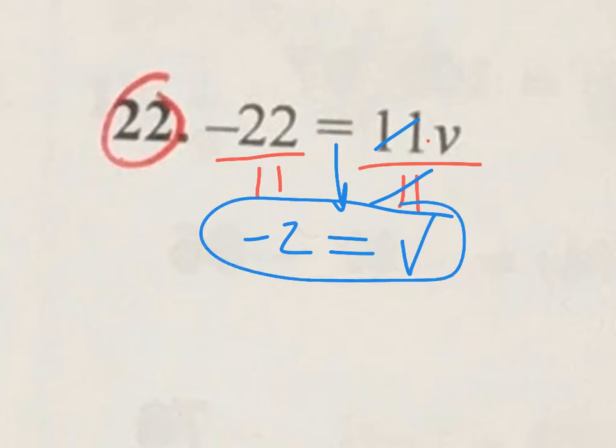So you could leave it like that, but of course it looks better when V's on the left side and your answer's on the right. So either one of those is acceptable for Friday's quiz. Let's move on to the next one.